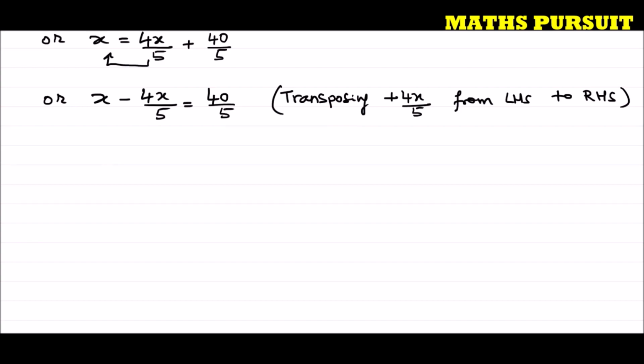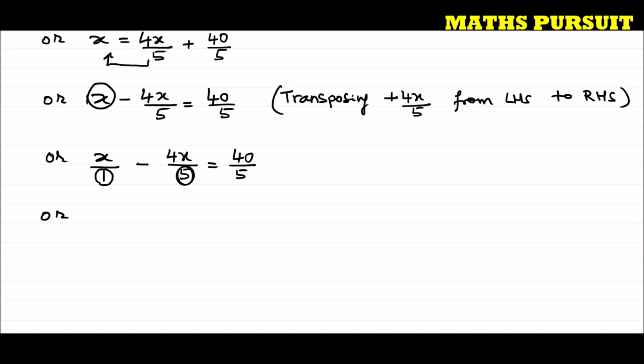Or I can write x means x divided by 1, or x upon 1. So x/1 - 4x/5 = 40/5. What I did here is, instead of only x, I wrote it as x divided by 1 in this step. Here you could see that we have a denominator of 5 and here we have a denominator of 1. Now our idea is to convert this 1 into 5. How can we convert it? We need to multiply this 1 with 5.